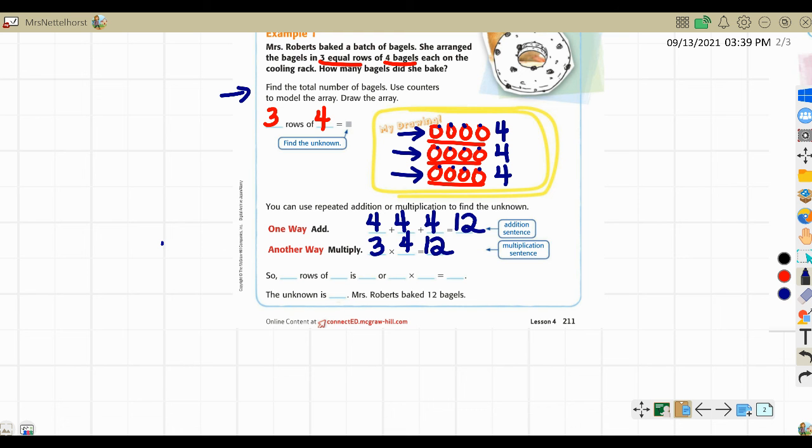Okay? I can also look at it like this. If you look at my 4s in my addition number sentence, I have 1, 2, 3 4s, and that's what I have here. 3 4s equals 12. So 3 rows of 4 is 12, or 3 times, because the times sign says rows of, 4 is 12. The unknown is 12.